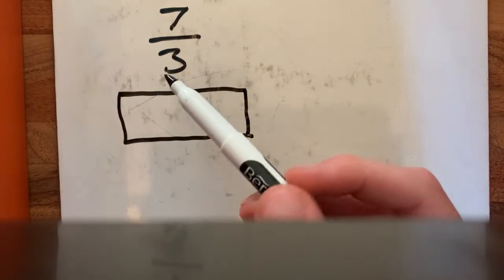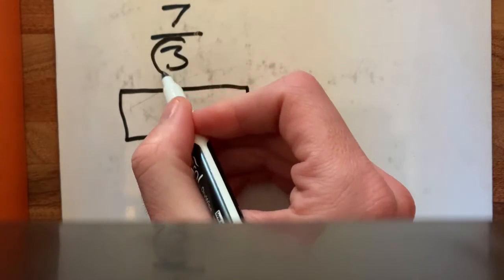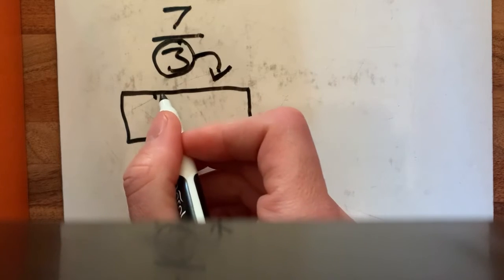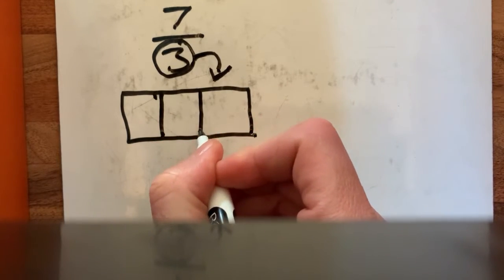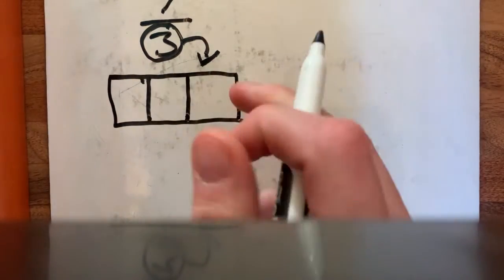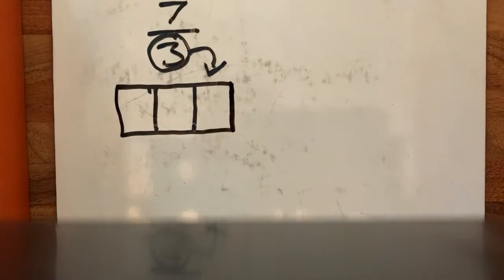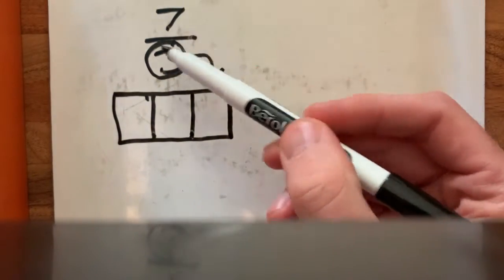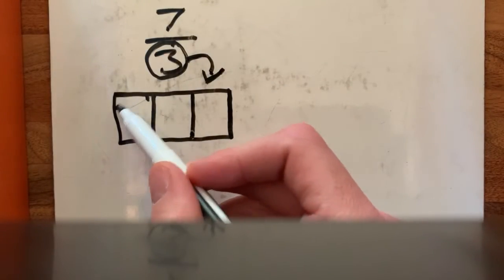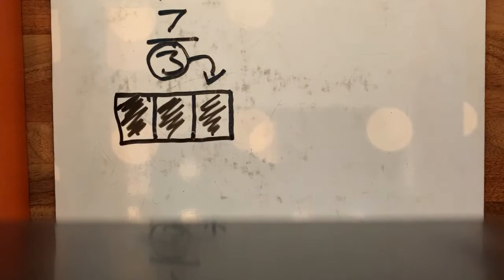We've got our whole, and we're using our denominator, which tells us how many equal parts we're splitting that bar into. So we're going to be splitting it into 3 equal parts. Excuse Mr. K's drawing a little bit, we've got 3 equal parts. Then the numerator tells us how many equal parts we've actually got. So we've got 7. So we've got 1, 2, 3 there.